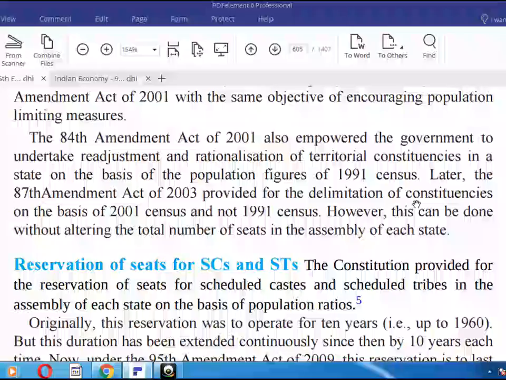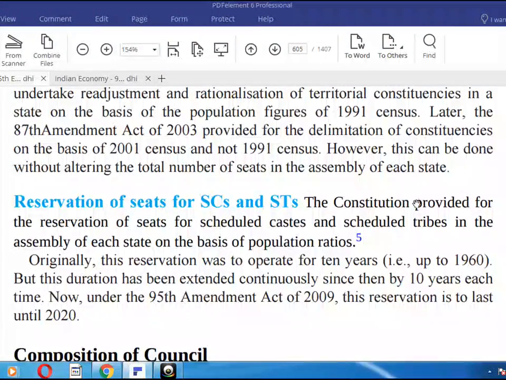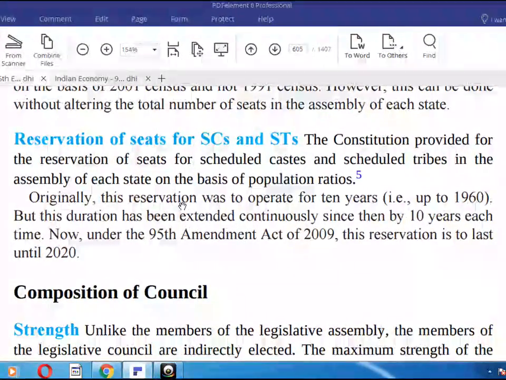Reservation of SC and ST. The Constitution provided for the reservation of seats for scheduled castes and scheduled tribes in the assembly of each state on the basis of the population ratios. Originally, the reservation was to operate for 10 years, up to 1960, but this duration has been extended continuously since then by 10 years each time. Now, under the 95th Amendment Act of 2009, the reservation is to last until 2020.